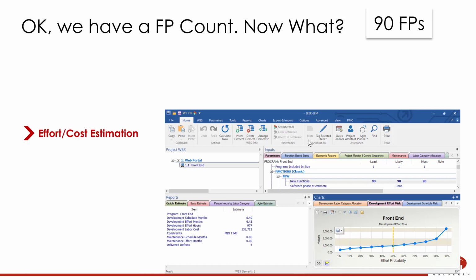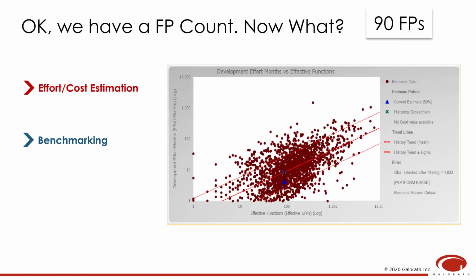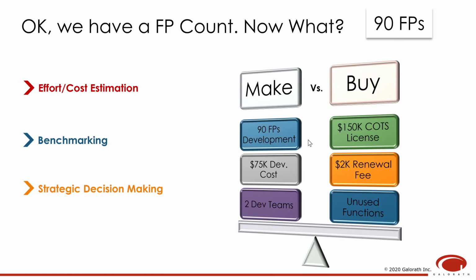The most common use of function points is on effort and cost estimation. A parametric estimation tool such as SEER for software can be used to generate effort, cost, and duration estimates based on your function point count. Benchmarking allows organizations to assess their productivity by comparing against the industry data or their own historical data. Finally, function points can also be used for strategic decision making. For example, make versus buy analysis. An organization can use the function point count to determine if it is more beneficial to develop a specific solution in-house or get a commercial off-the-shelf product instead.